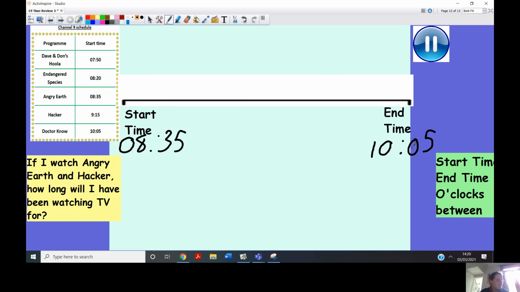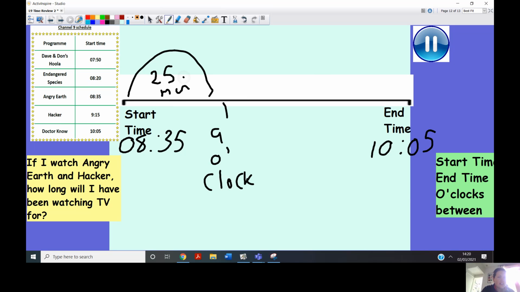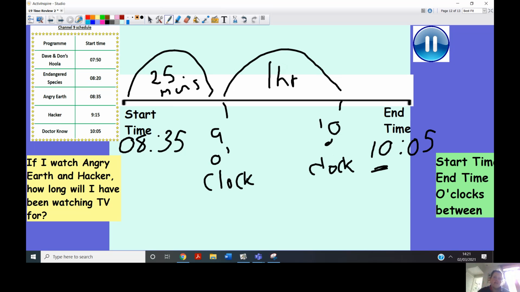So 8:35, what's the next hour after 8:35? Well, I know that 8:35 is 25 to 9, so that's 9 o'clock. And 8:35 is 25 minutes to 9. See, by knowing this knowledge, it just makes a lot of these things easier for us. Then is my answer in 9 o'clock? No, it's 10 o'clock. So I need to go from 9 o'clock to 10 o'clock, which is just 1 hour.